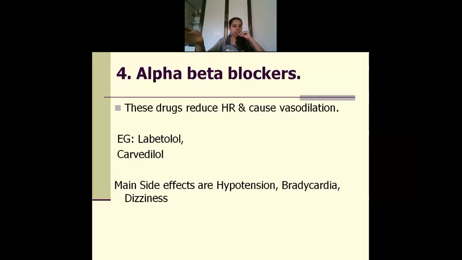Next classification is alpha beta blockers. These drugs reduce the heart rate. They also reduce the BP. They are antihypertensives. Examples are labetalol and carvedilol. The main side effect is, since they are antihypertensives, they reduce the BP. If you keep on taking the drug without monitoring BP, it can cause hypotension, bradycardia, that is decreased heart rate, sometimes giddiness or dizziness.